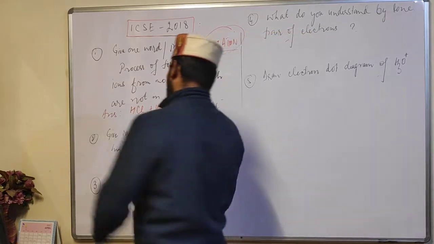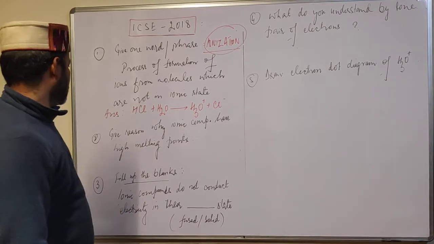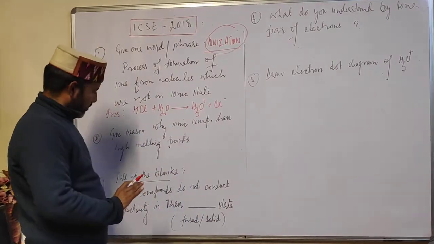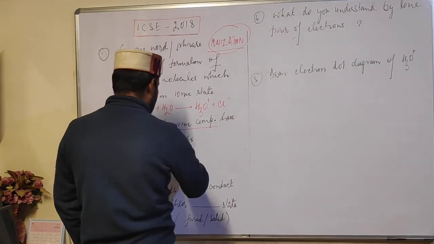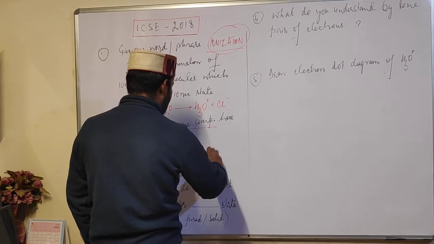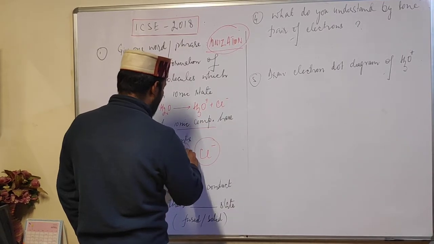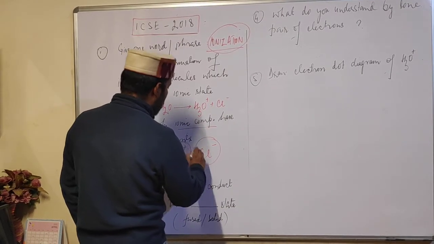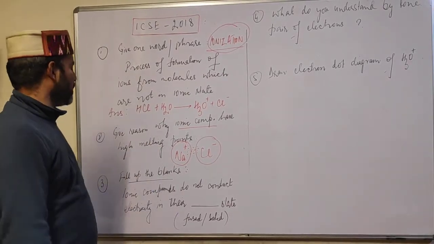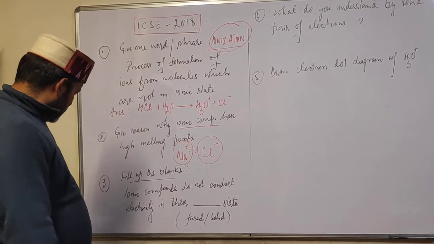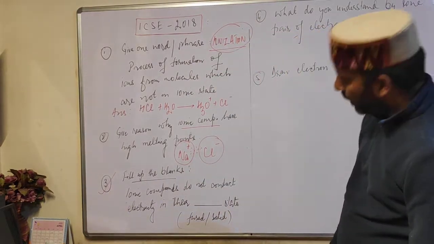Now second question was, give reason why ionic compounds have high melting point. So student, it is a very easy question. Ionic compounds have high melting points because in ionic compounds the constituent particles are ions, and these oppositely charged ions in an ionic compound are held together by strong electrostatic forces of attraction, and that is why they have high melting points.